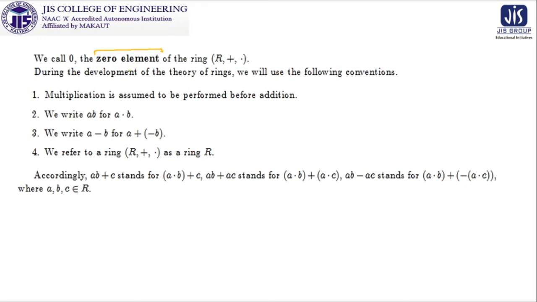During this class, we are going to follow this notation. We generally write AB for the composition with respect to the second operation, A dot B. We generally write A minus B for the composition of A with B inverse with respect to the first operation, that is plus, and we refer to this (R, plus, dot) as ring R. We do not mention these operations every time. So accordingly, AB plus C will be A dot B plus C. It is just for your example and understanding.